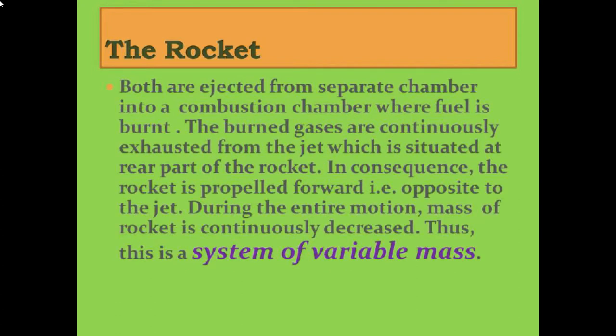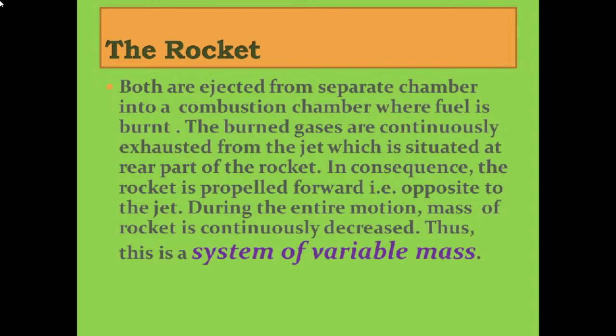Both the fuel and the oxidizer are ejected from separate chambers into a combustion chamber, where they get mixed and the fuel is burnt. The burnt gases are continuously exhausted from the jet, which is situated at the rear part of the rocket. In consequence, the rocket is propelled forward, in the vertically upward direction, opposite to the jet.